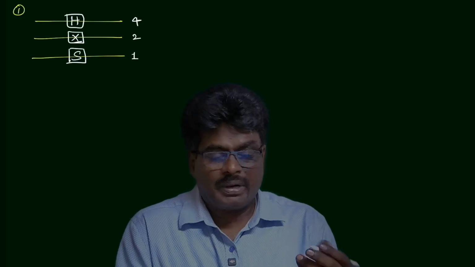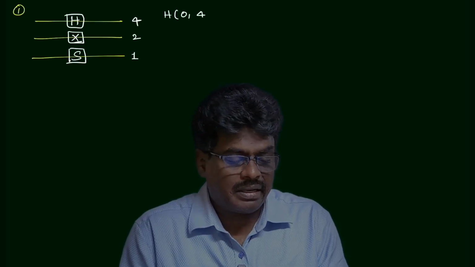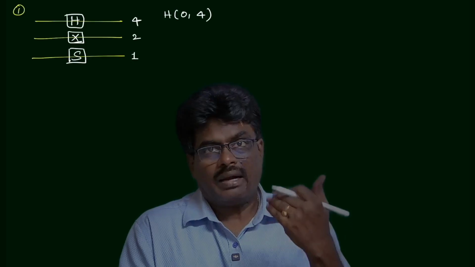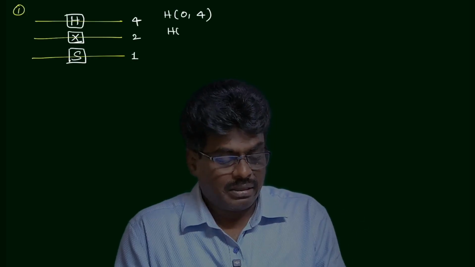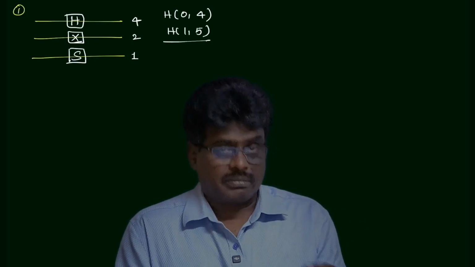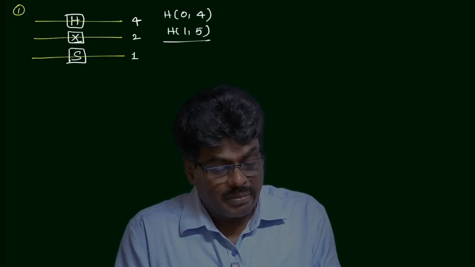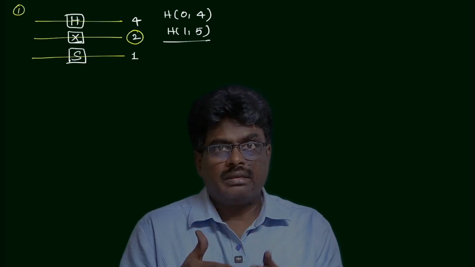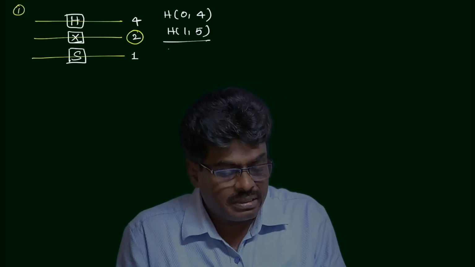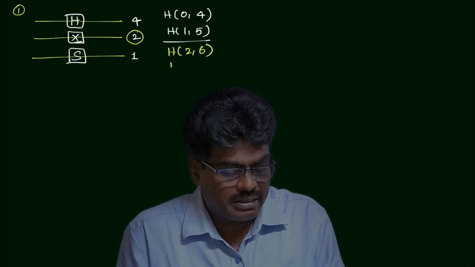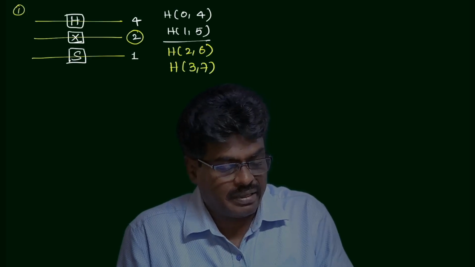Now write the operations top to bottom, left to right. The first one is a single qubit gate, that's why u of 0 comma target. So that is 0 comma, here the target is 4. Next you have to add the remaining states. Now first I am adding 1 to the above states, that is 1 comma 5. Next you have to add this 2. Remember, whenever you are adding any state, you have to add it to all the previous operations. That means h of 2 comma 6 and h of 3 comma 7.